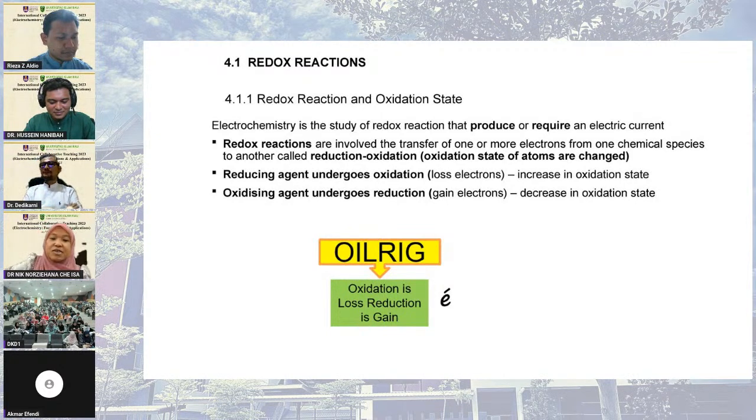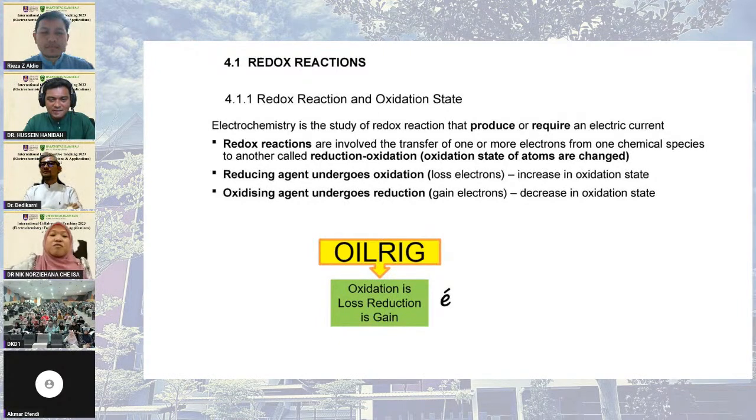What is OIL RIG? Oxidation Is Loss and Reduction Is Gain. What is lost? What is gained? Of course, the electron, because redox reactions involve the transfer of electrons from one species to another one. We call it reduction-oxidation, or in short, redox.